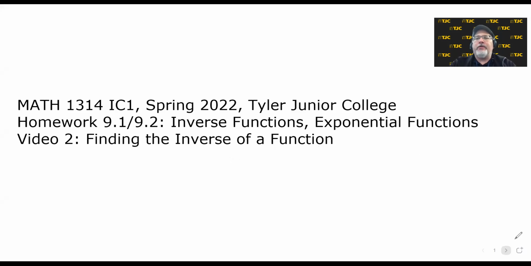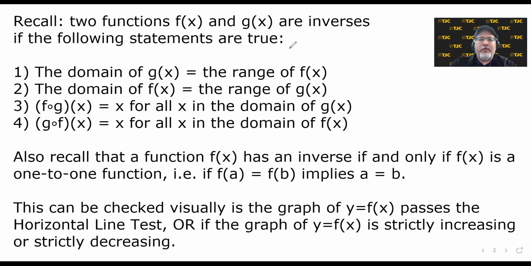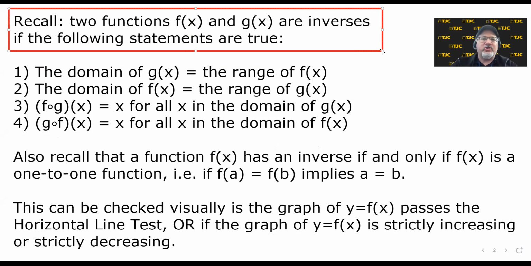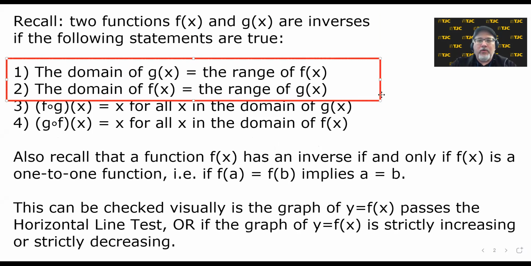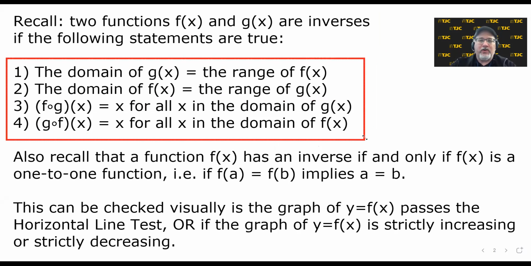All right, so let's recall a few things from the first video. Quite a few things here, so let's just focus on them one at a time. We'll throw some boxes around so you can see where I'm reading. Let's start by recalling that two functions, f of x and g of x, are inverses if the following statements are true. We have to have four things true in order to be inverse functions.